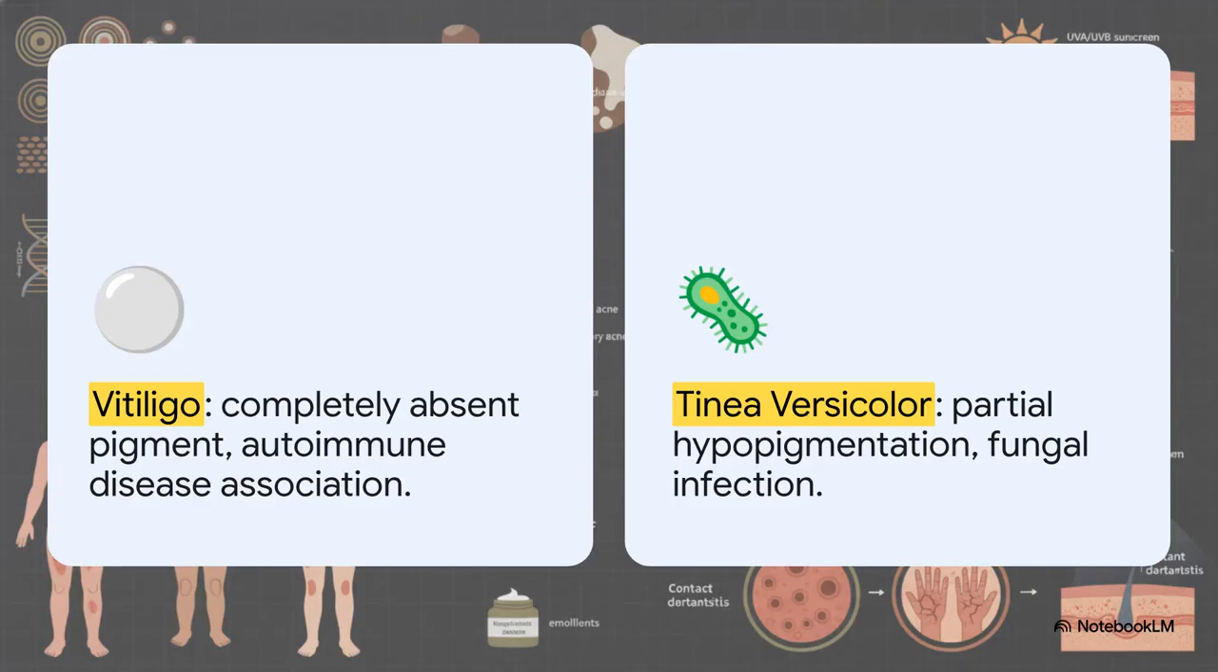PUVA. Now, whatever you do, do not confuse vitiligo with tinea versicolor. Under a Wood lamp, vitiligo shows completely absent pigment, and a biopsy will prove an absolute absence of melanocytes. Tinea versicolor, however, is a Malassezia fungal infection. It only causes partial hypopigmentation with a fine scale. If you do a potassium hydroxide prep, you'll see its classic spaghetti and meatballs pattern. Real game changer for telling them apart.